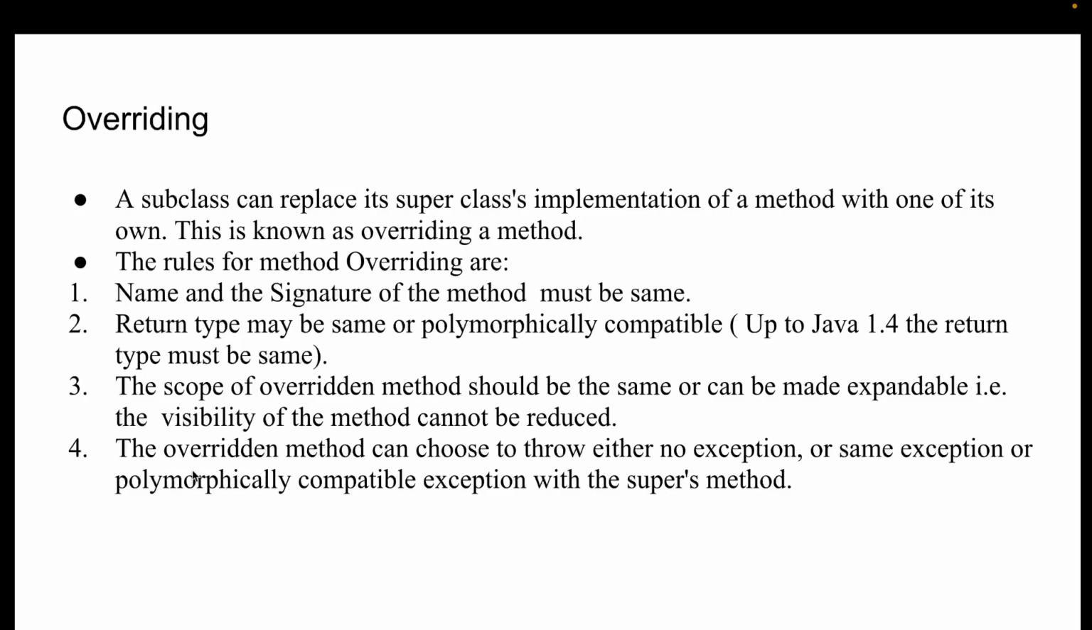So point number 4 is the overriding method can choose to either throw the same exception or a polymorphically compatible exception with the superclass. So if there is some exception thrown by the parent class, the child class should also be throwing the same exception or some compatible exception. We'll not see this particular point as of now because we have not studied exception handling. Whenever we go ahead and study exception handling, then we'll see this point. But all other points we'll see now.